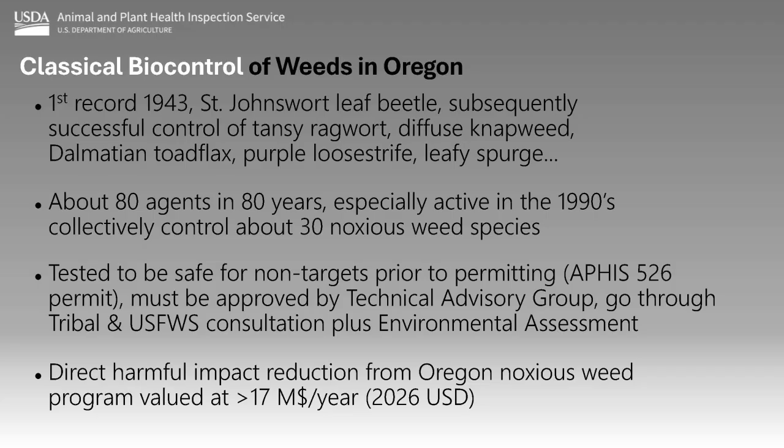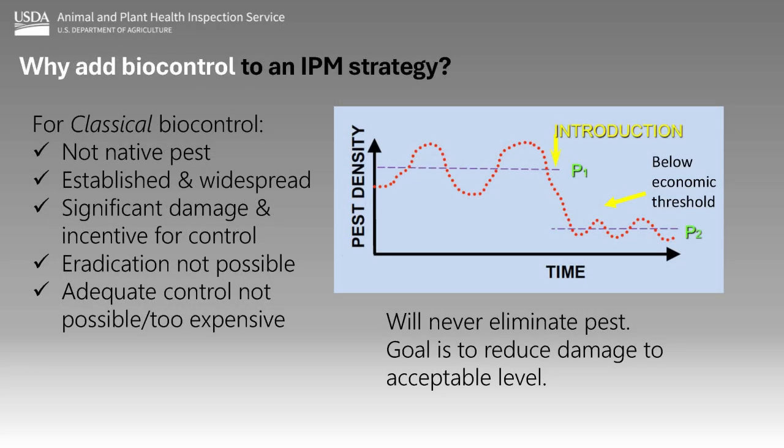The direct harmful impacts for the Oregon noxious weed program are estimated to be worth at least $17 million per year, and they also show a really high cost to benefit ratio. So why add biocontrol to an IPM strategy? Well, for classical biocontrol, it must be a non-native pest with few endemic natural enemies. It must be well established and widespread, causing significant damage, which provides the incentive for control. If eradication is not possible, and also adequate control is not even possible or too expensive to be practical, that makes a good candidate for biocontrol research.